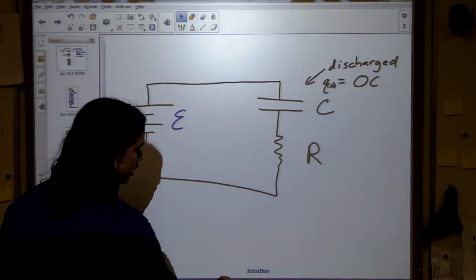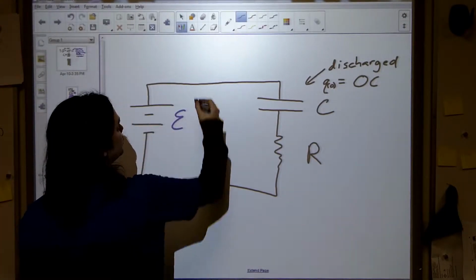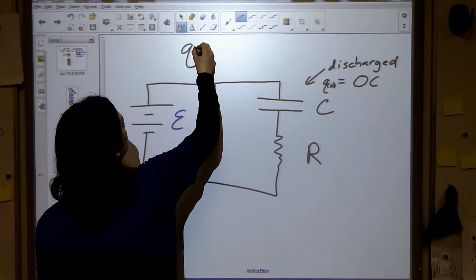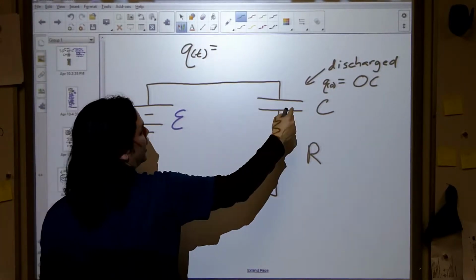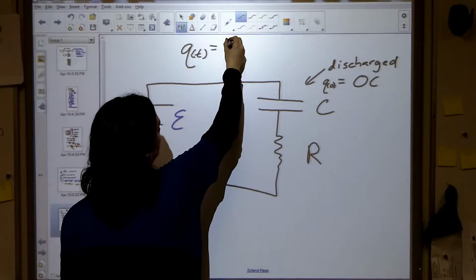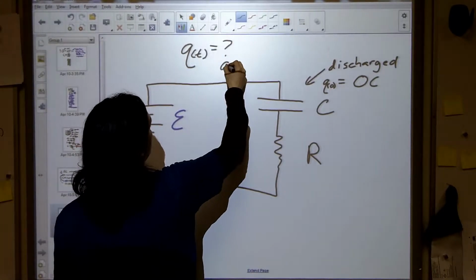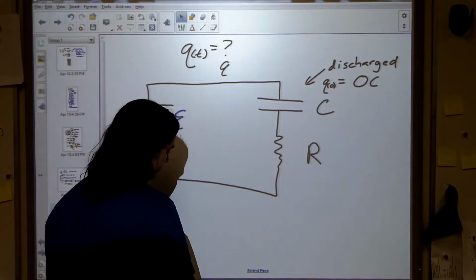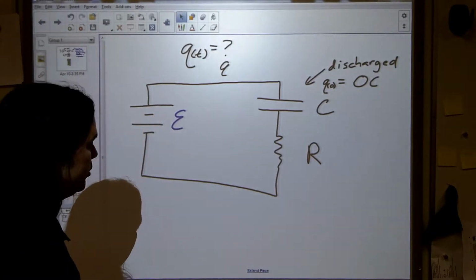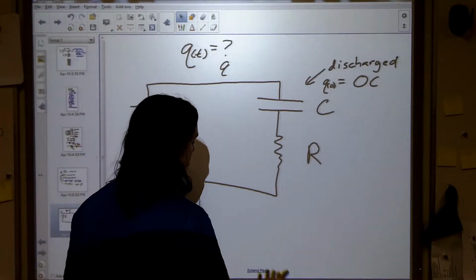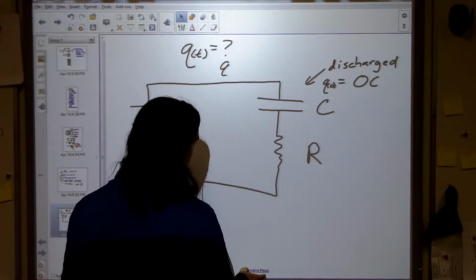What I really want to know is this. I want to find Q as a function of time. I want to know the charge on this capacitor as a function of time. I'm going to call this simply lowercase q. And here's another thing that I'm going to set up. There are a few things that we probably want to define initially.